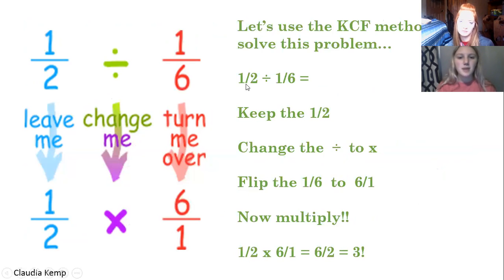So if you do the problem 1/2 divided by 1/6, you would keep the 1/2, you would change the division sign to multiplication, and then you would flip the 1/6 to become 6/1. Then you would multiply the numbers. So 1/2 times 6/1 equals 6/2, which equals 3.